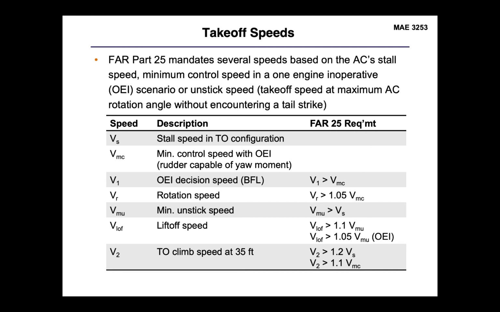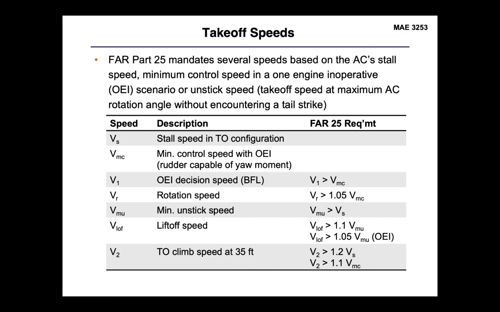So then we'll have what's called the decision speed. Again, this is based upon the OEI, and this refers to what's called the balance field length of your runway. We'll come back and define what that is. But essentially at this point, if the pilot is above this velocity and they lose an engine, they're going to go ahead and continue on throughout the takeoff of that aircraft. If they're below this velocity, then they're going to brake.